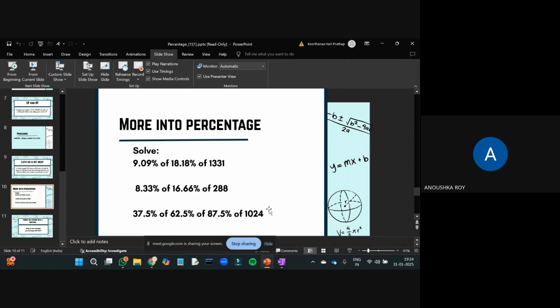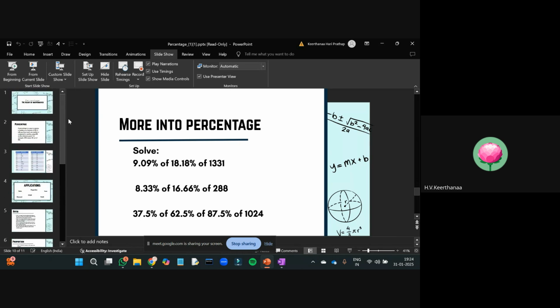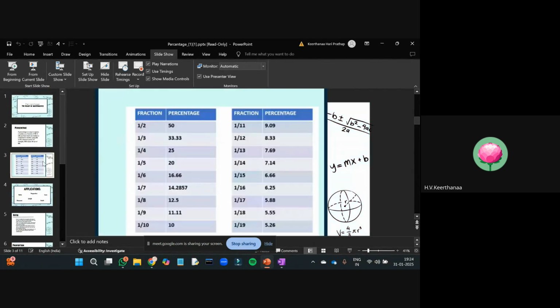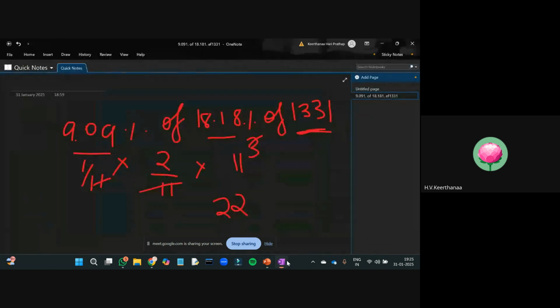The second one's answer is 4. Someone says approximately. Yeah, it is 4. Very good. It's not actually approximately, I think. If you use the table, you'll get the right answer. As you see, 8.33 is 1 by 12, so 16.66 will be 2 by 12. So you do 1 by 12 into 2 by... Maybe I'll solve it. Give me a second.